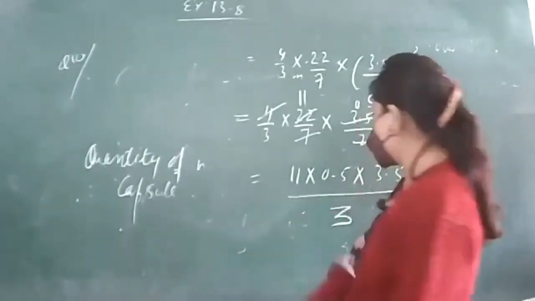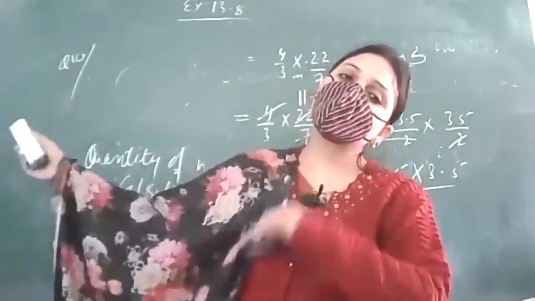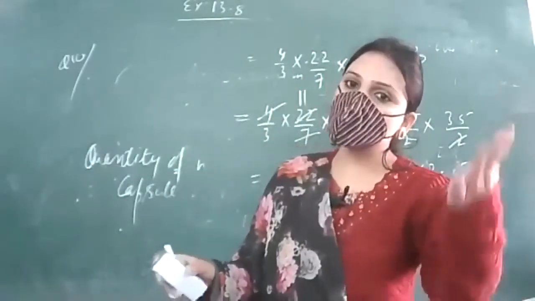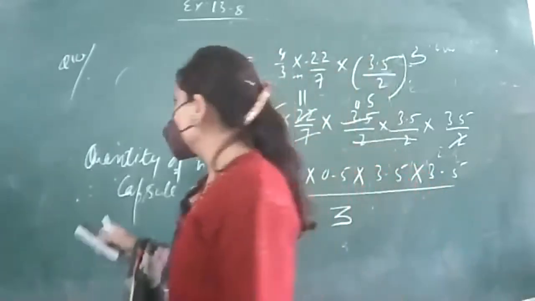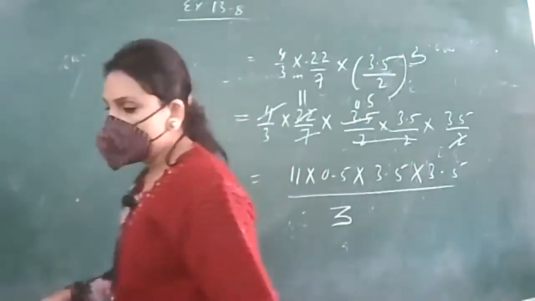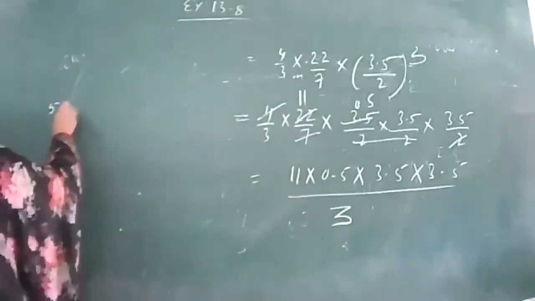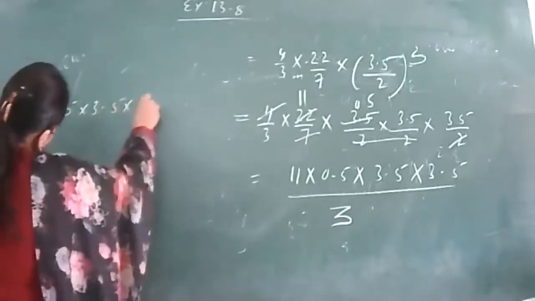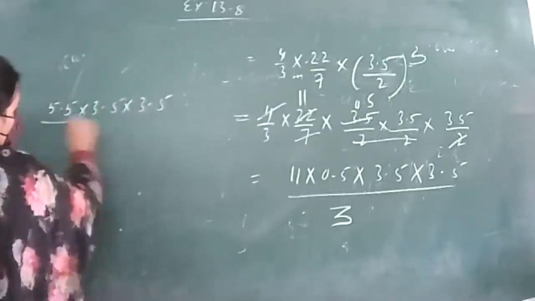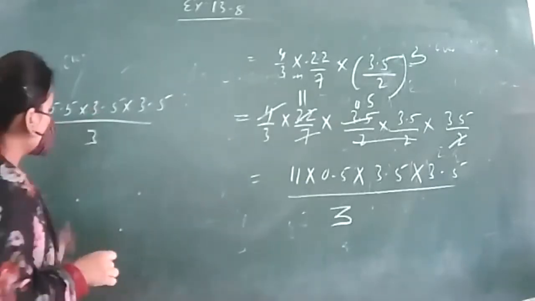over 3. Do the calculation side by side, all of you, those who are sitting at home and those who are listening to me right now face to face. Do the calculation. So we are getting this to be 5.5 into 3.5 into 3.5 over 3. This is 12.25.